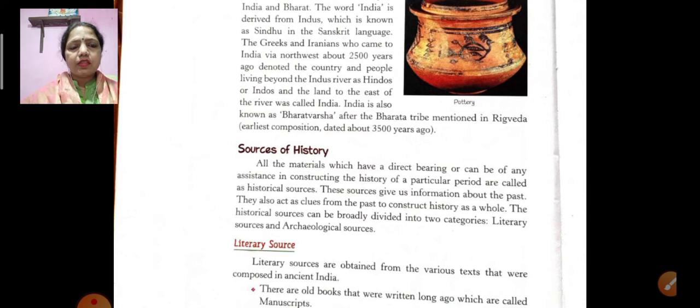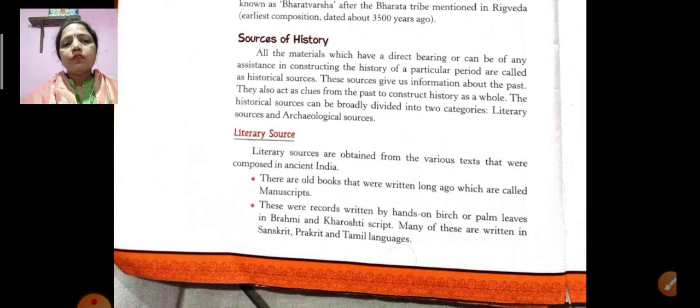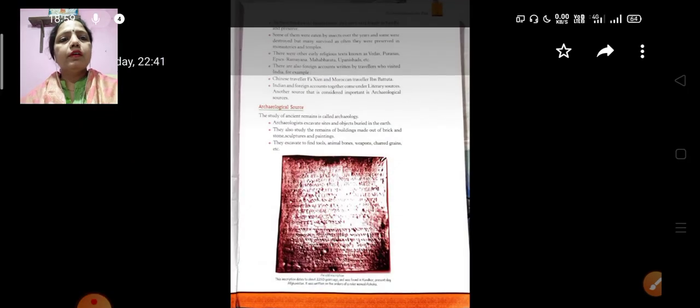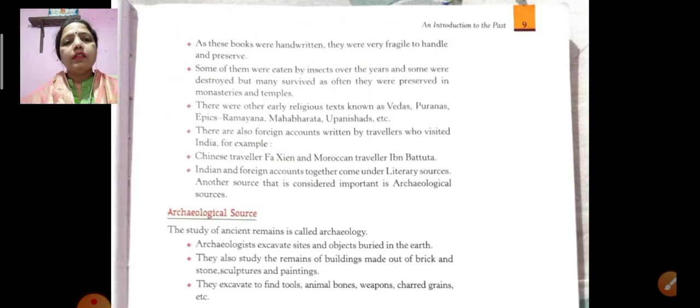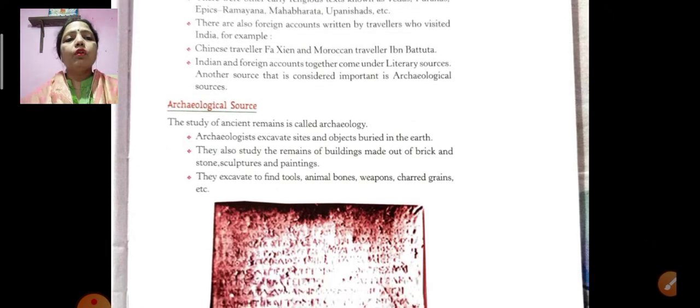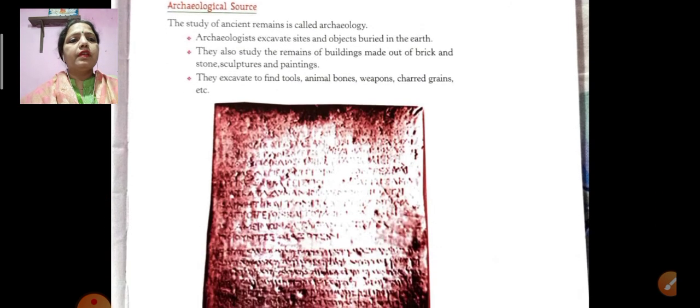Historians' sources can be broadly divided into two categories: literary sources and archaeological sources. What are literary sources? Literary sources are obtained from the various texts that were composed in ancient India. And what are archaeological sources? The study of ancient remains is called archaeology. Archaeologists excavate sites and objects buried in the earth. They also study remains, buildings made out of bricks and stones, sculptures and paintings. They excavate to find tools, animal bones, weapons, chests, grains, etc.